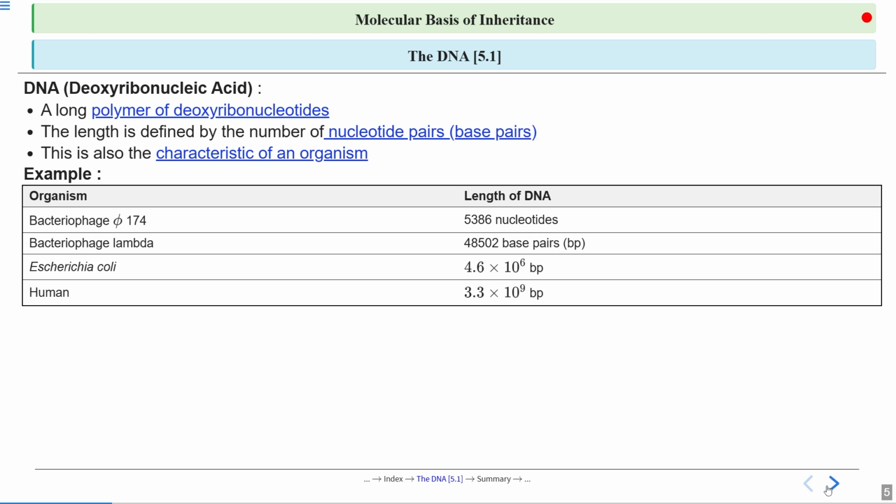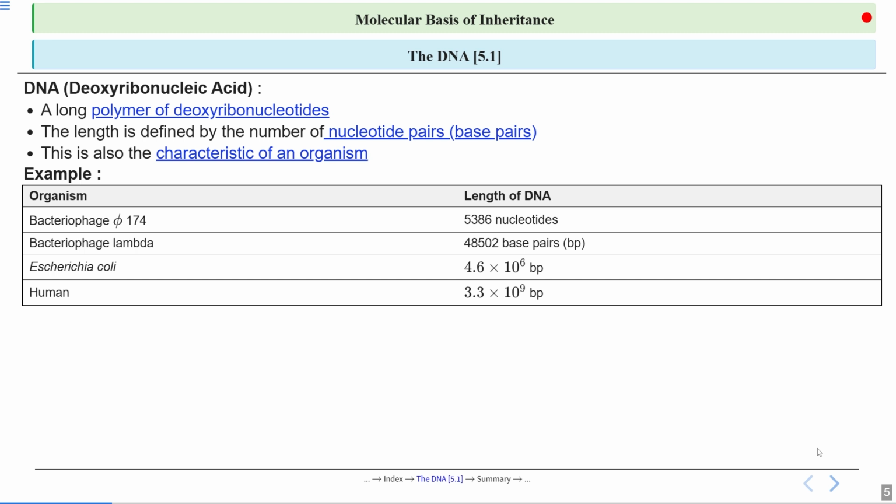For example, the bacteriophage phi X174 has 5,386 nucleotides. The bacteriophage lambda has 48,502 base pairs, whereas E. coli has 4.6 into 10 to the power 6 base pairs, whereas human has 3.3 into 10 to the power 9 base pairs. So this is a kind of general things we talked about this DNA.